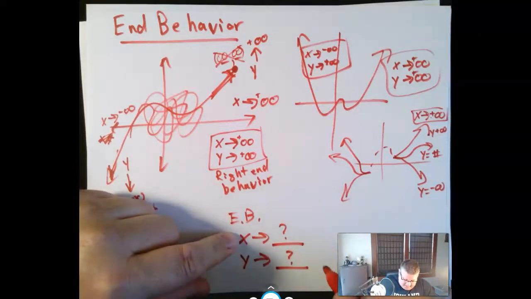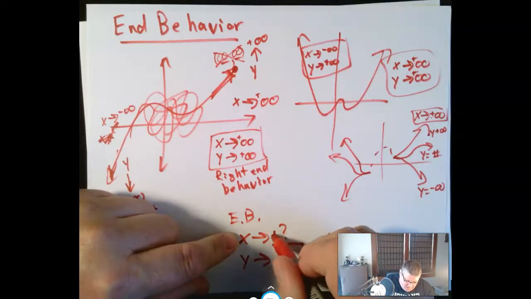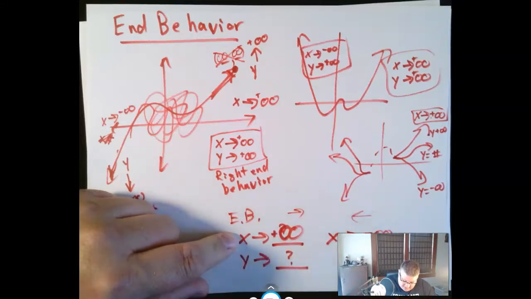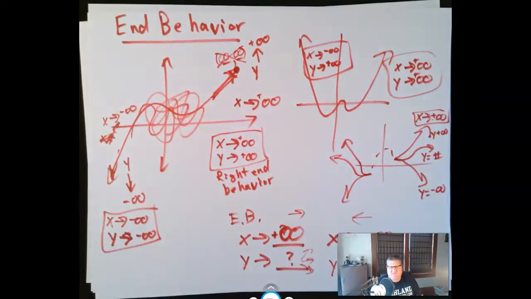So in x, you'll always have one that lists positive infinity because it's going to go that way, and one that is negative infinity because it's always going to go that way. It's the y's that you're going to have to figure out. Does this go up, middle, or bottom? Up, middle, or bottom? And you'll have to figure it out from there.